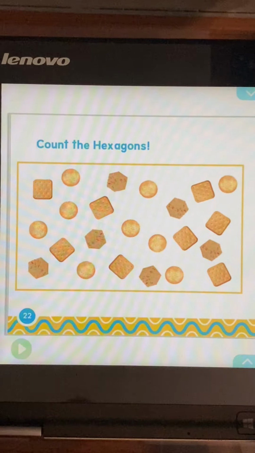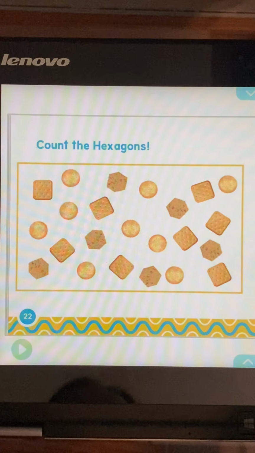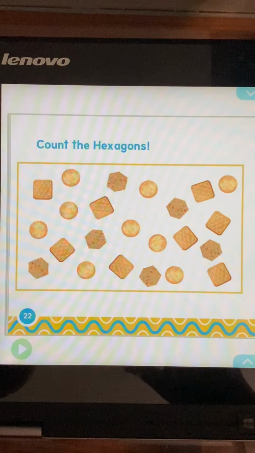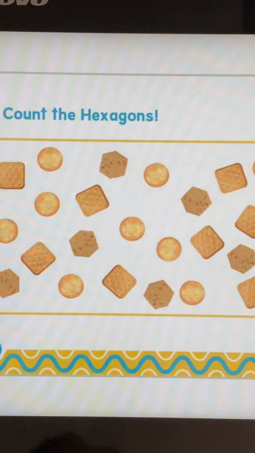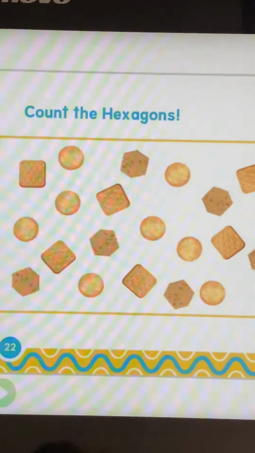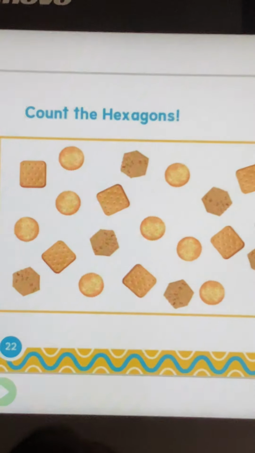Now there's one last page. We're going to count the hexagons. Let's see if we can find them. Let me zoom in a little bit. Let's see. Where are the hexagons? See how many you can count.